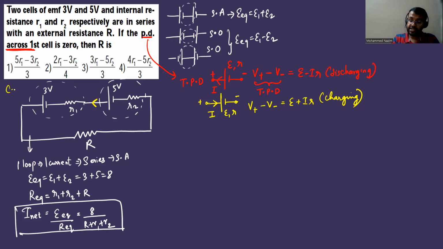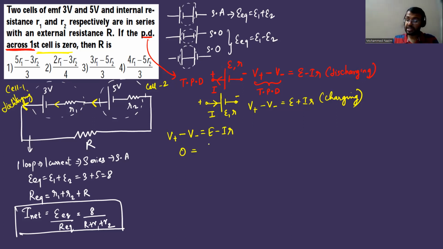So this, if I call it cell 1, and this cell 2, current will leave the positive terminal, it will enter the negative terminal, and obviously it is going to leave the positive terminal of the 3 volt cell also. Because he's asking the potential difference across the first cell. What is cell 1 doing? Cell 1, we can see that it is discharging because current is leaving the positive terminal. So we can write, positive terminal potential minus the negative terminal potential is equal to E minus IR, and this is specified to be equal to 0. So 0 is equal to E minus IR.